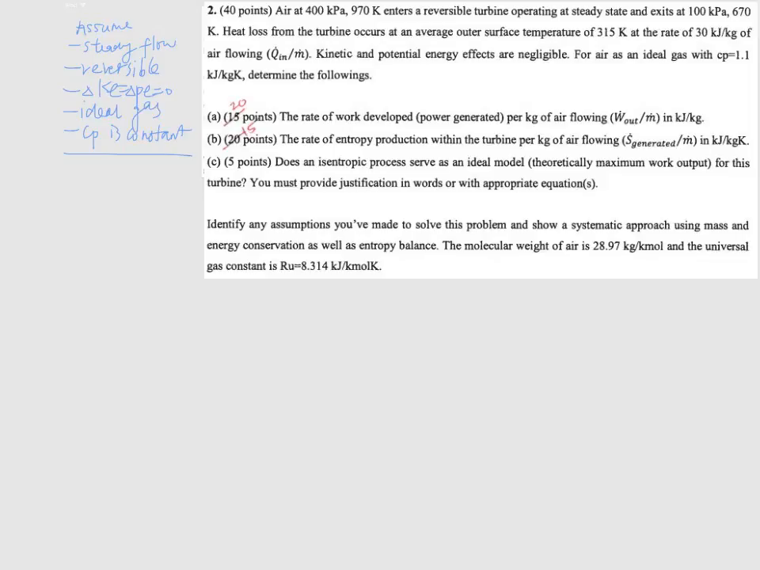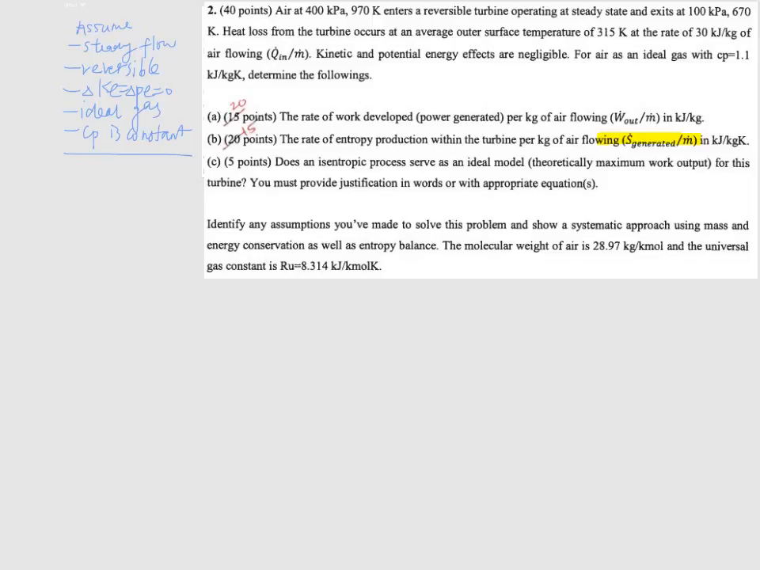Hello everyone, today we're going to continue our analysis on the reversible turbine that we talked about last time. This time we're going to focus on part B, which is the rate of entropy production within the turbine per kilogram of air flowing. Essentially that's asking us to solve for S dot generated over M dot.